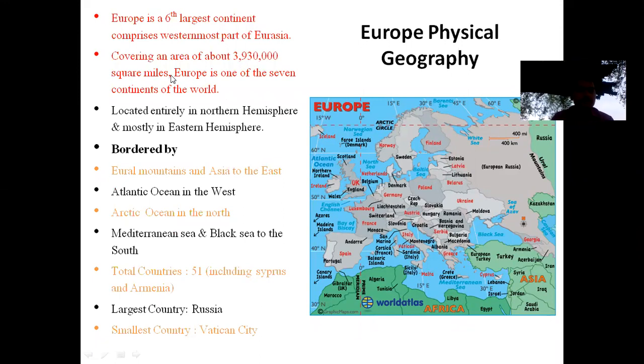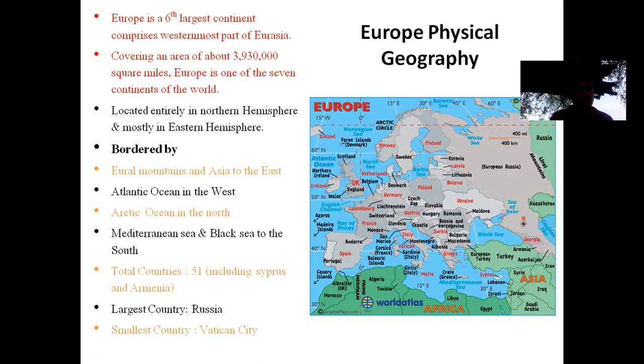It is in the northern hemisphere when you talk about the latitudinal extent, and when you talk about it in the longitudinal way, it is in the eastern hemisphere. Mostly it is in the eastern hemisphere, because some part is in the western hemisphere too.